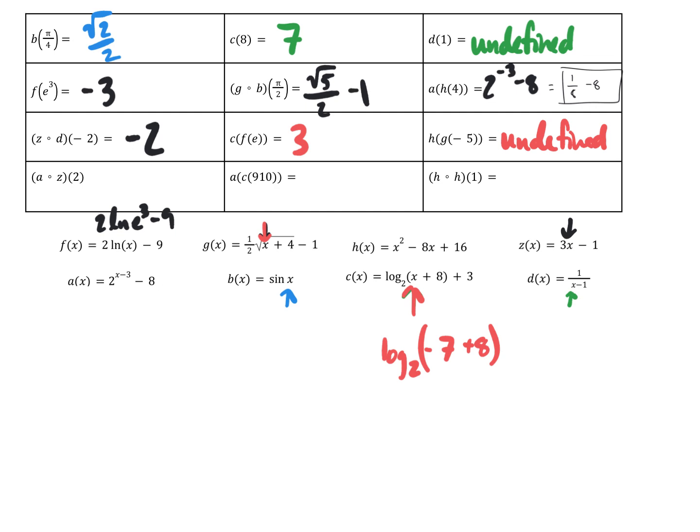Okay, z of 2 is 6 minus 1 is 5. And then a of 5 would be 2 to the 5 minus 3 minus 8. 2 to the 2 is 4. So 4 minus 8 is negative 4. Missed an equals sign on that one.